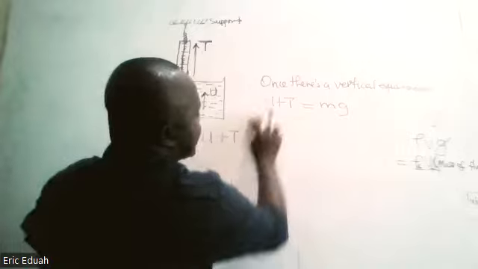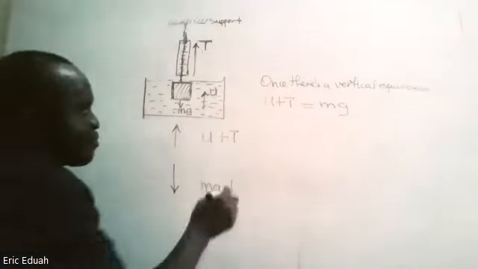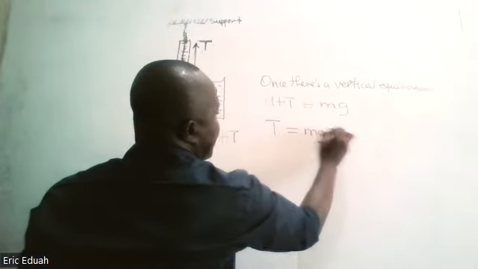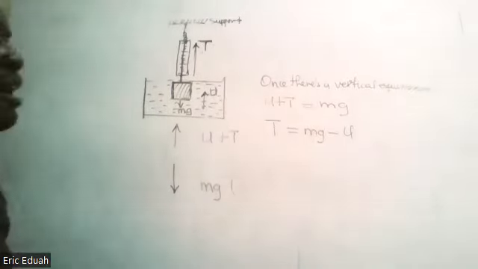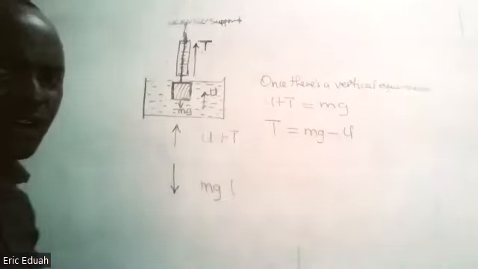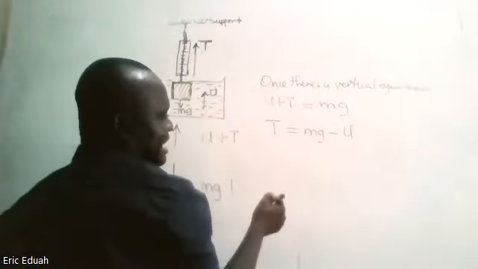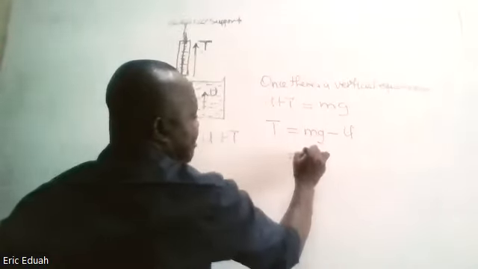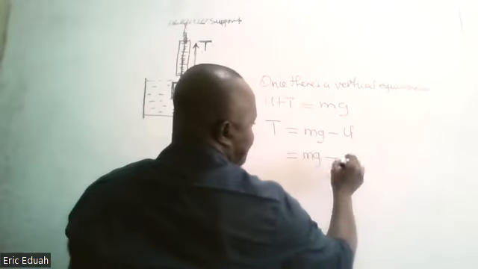So let's make T the subject from here. So T is equal to mg minus u. What it implies is that if you suspend a body in fluids and you are looking for the tension in the spring or in the string, it means that the tension is given by the weight of the body minus upthrust.